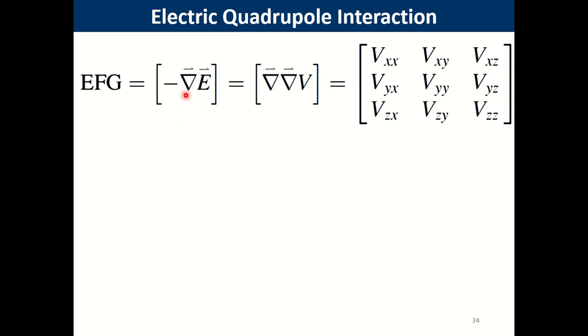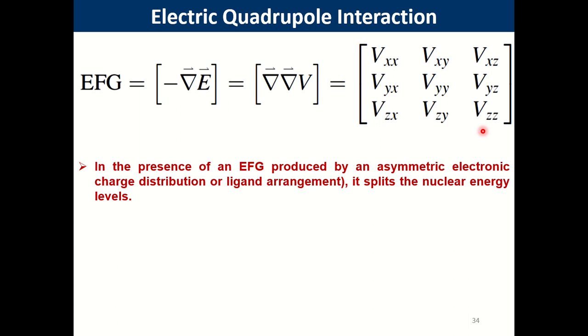This is how we usually represent the electric field gradient: del del E, the first derivative of the electric field, which can also be taken as the second derivative of the potential. A matrix representation will be like this, having 9 components. However, there are only 5 terms which are more important, and the most important is the VZZ term. Usually everything finally simplifies to this, which we will be using in the next slide.